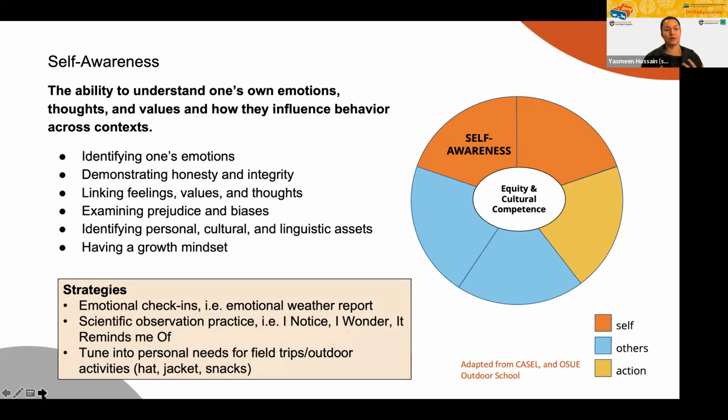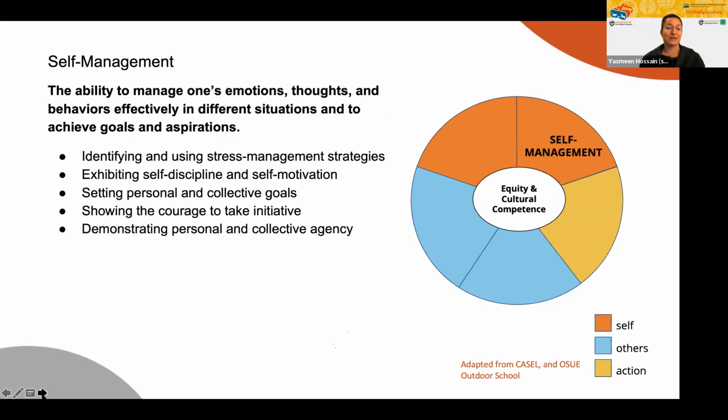Next slide, please. So the next one is self-management, still orange. So it's still about the self. So now that you've identified your emotions or your needs, what can you do about it? So this is about managing emotions, thoughts, and behaviors effectively in different situations to achieve certain goals or aspirations. So I'm feeling really hungry and grumpy. I don't want to feel this way. I want to feel that I'm able to participate. What do I need to do to get from here to here?